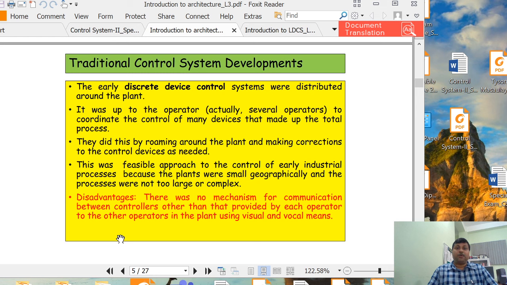How did they do that? They did this by roaming around the plant and making corrections to the control devices as needed. This was a feasible approach to the control of early industrial processes, because the plants were small geographically and the processes were not too large or complex. Small geographically means it is a small plant, so it is very easy to coordinate amongst the operators. What is the disadvantage of this method? There was no mechanism for communication between controllers other than that provided by each operator to the other operators in the plant using visual and vocal means. So either visually or vocally, the status of the control loops was communicated amongst the operators, and then they would converge to a decision. Okay, so this was the traditional control system at the early stage.